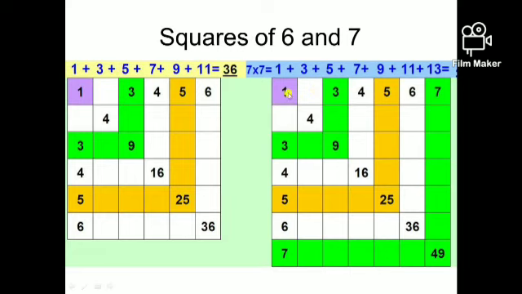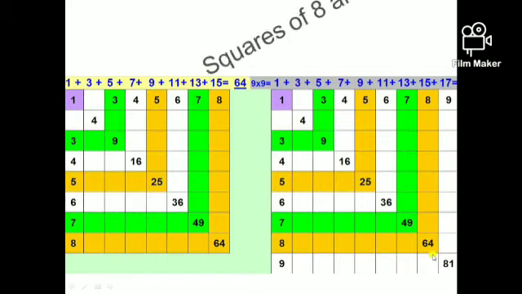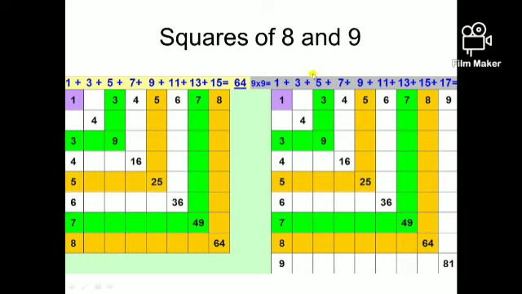Here also we can see first 7 odd numbers are added. The result is 7 square, which is equal to 49. We can see here 8 and 9. Here first 8 odd numbers are added together. The result is 8 square, which is equal to 64.